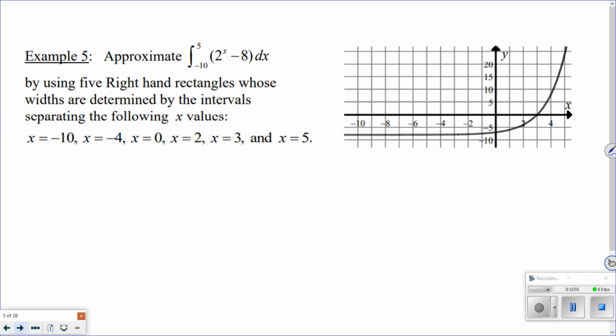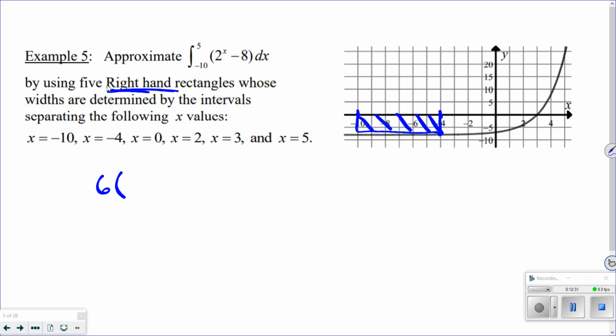Another important thing is that it says it's a right-hand Riemann sum. So I'm going to go from negative 10 right there to negative 4, which is right there. It's a right-hand Riemann sum, so that's going to determine my height. That first rectangle is going to look something like that. So I have to find the area of that rectangle. Well, the width is easy. I'm going from negative 10 to negative 4. The width is 6. And then I'm going to multiply that by whatever my y value is at negative 4.